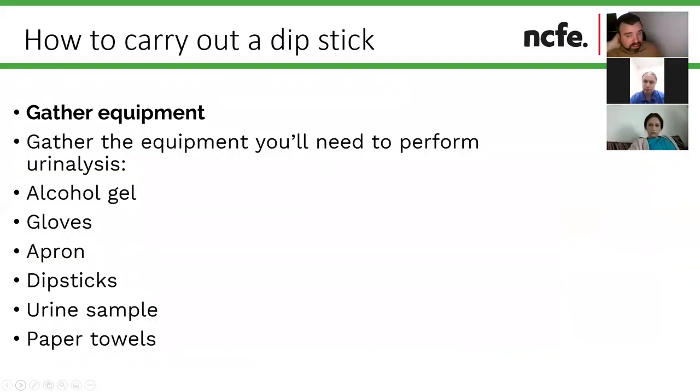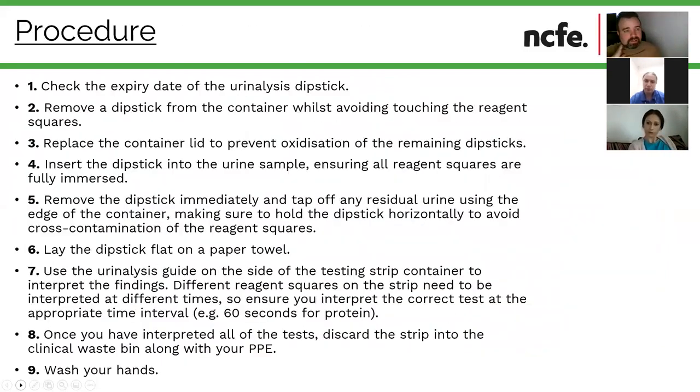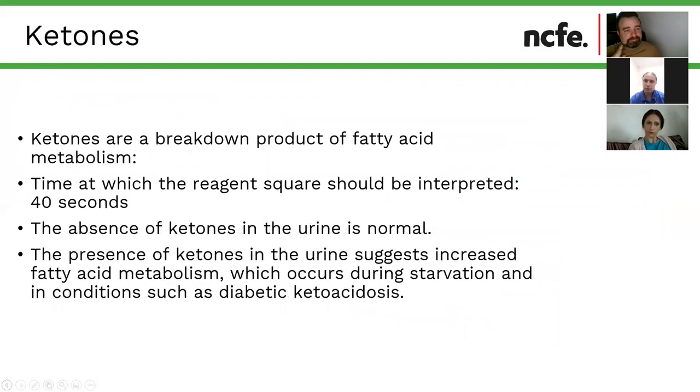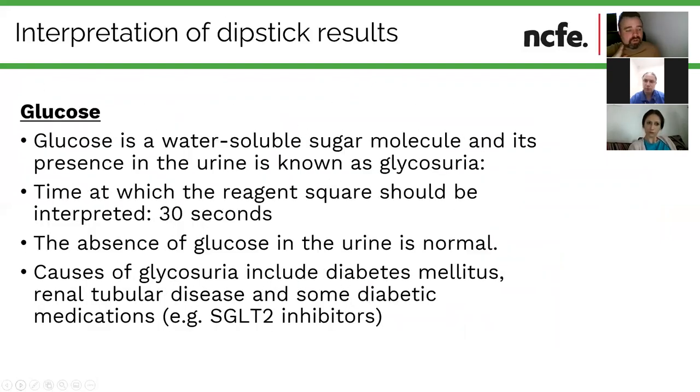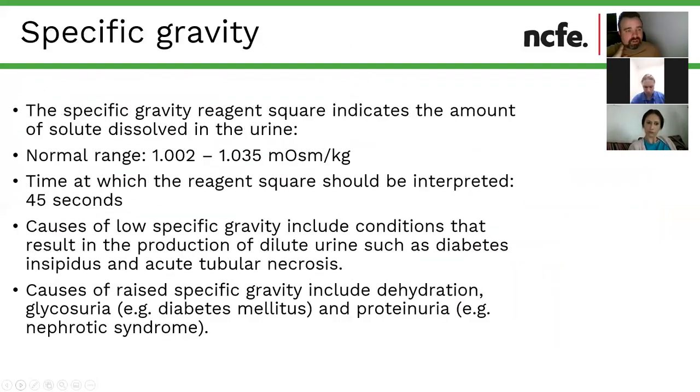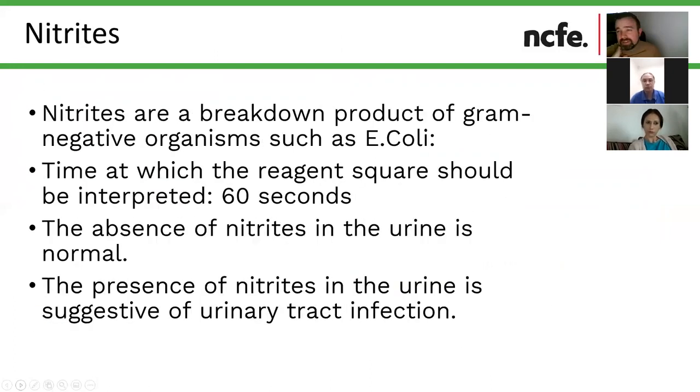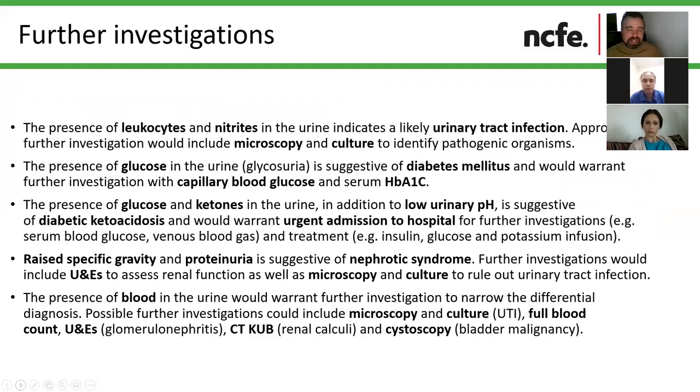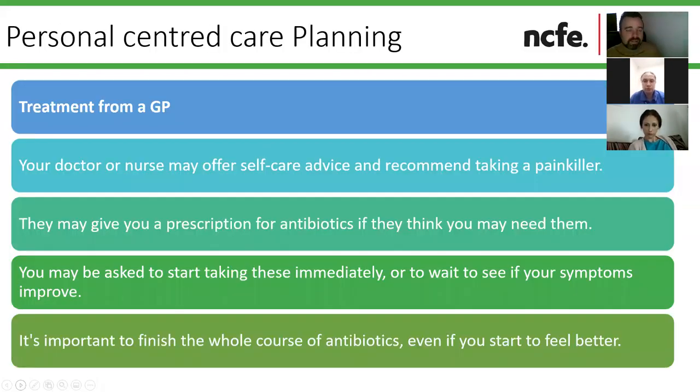Using your dipsticks, we'll do that in our other session, but what you're looking for in those is your ketones, gravity and pH. If they've got a high pH level, there's a chance that they've got an infection. But again, we cover all of that later.